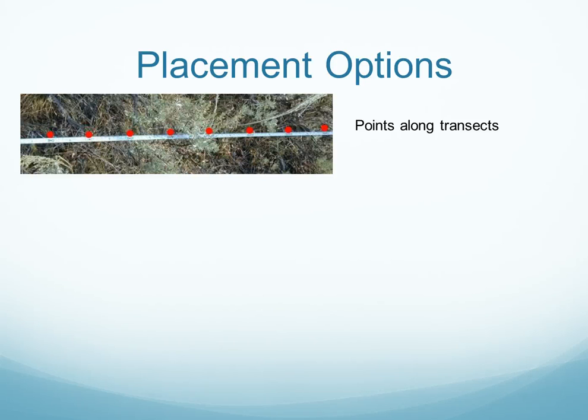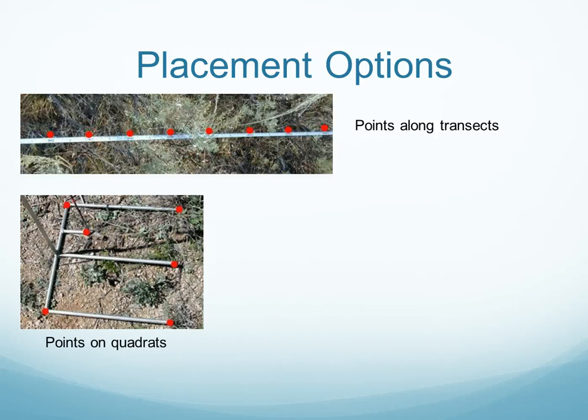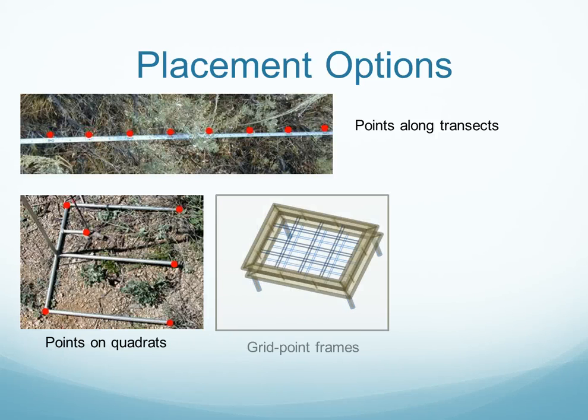We have seen that it is very common to place points along transect lines. We also can place points on quadrats. So if we're doing measurements that use quadrats, we can measure cover at various locations, not necessarily all of these locations, sometimes just one or two on a quadrat frame.